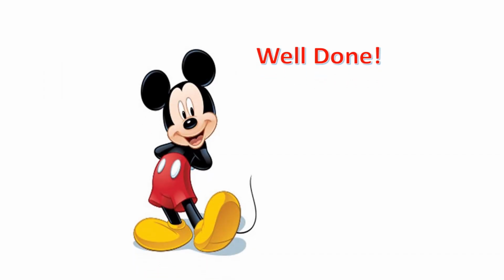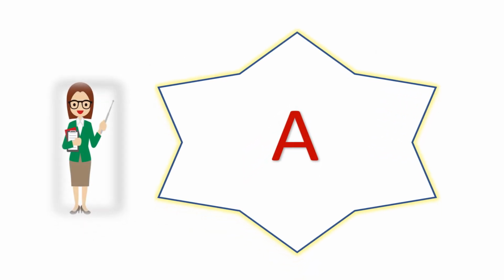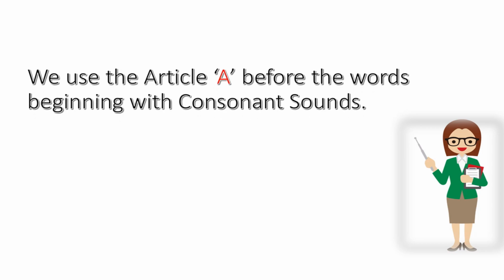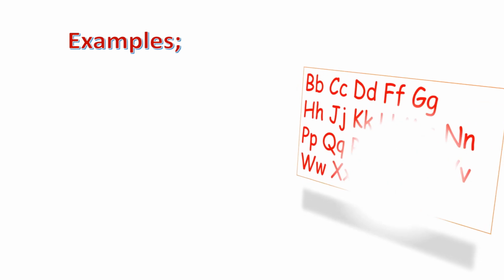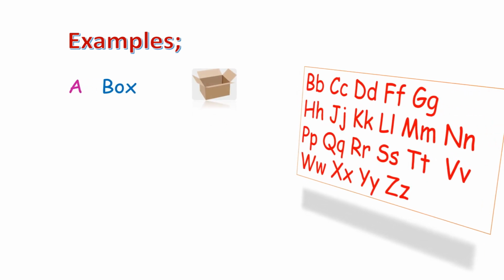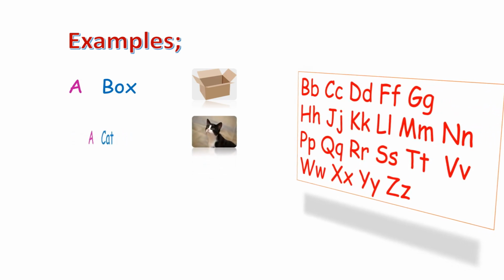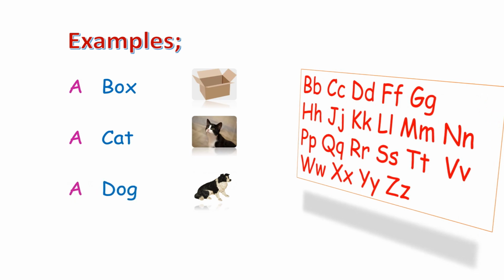Well done! This is A. We use A before the words beginning with consonant sounds, especially for singular nouns. Examples: a box, a cat, a dog, a fox.